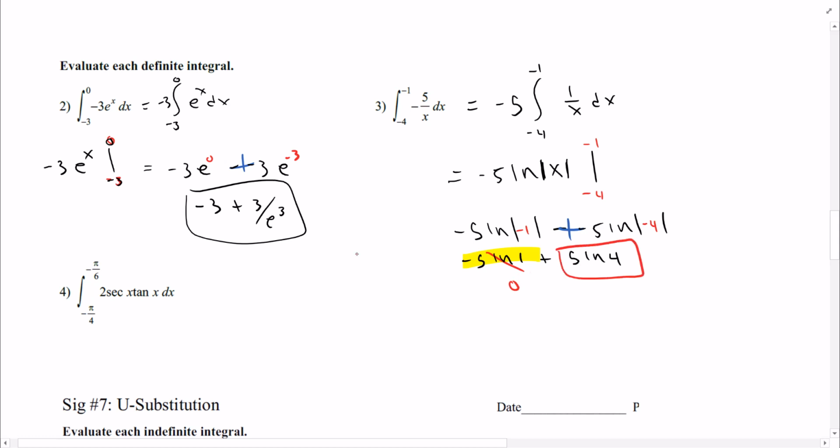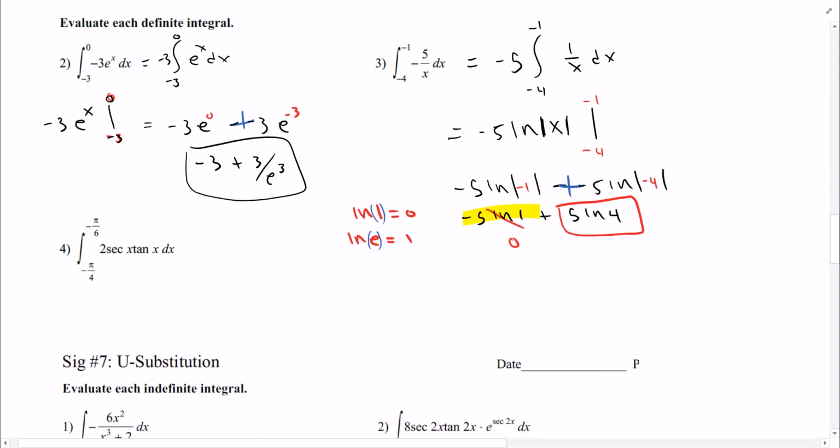Okay, the other one you need to know: you need to know that natural log of 1 is 0, and you need to know that natural log of e is 1. Those are the two basic ones that if you don't simplify those, it will be marked wrong. So our answer on that is just 5 natural log of 4, positive 4. You also need to do the absolute value piece.